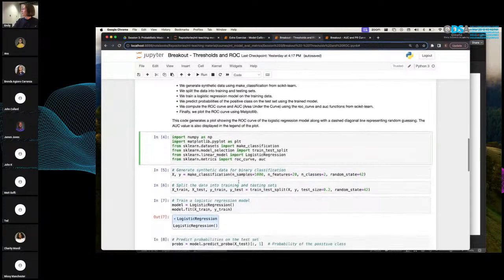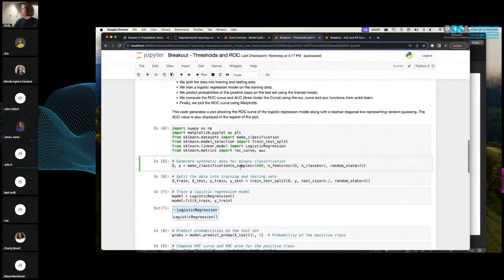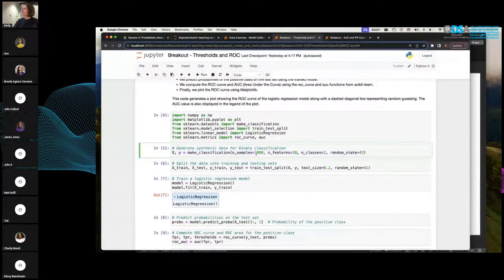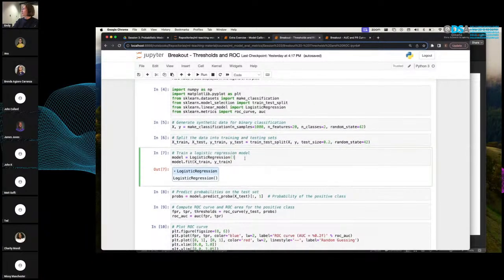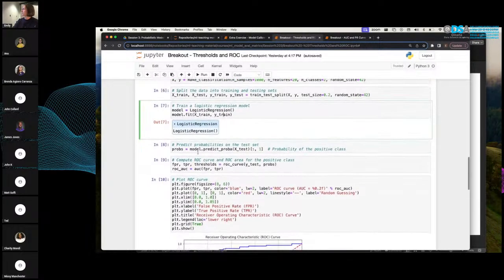So here, we're going to make a classification model. We're going to make some classification data here. This is just a sklearn function that makes fake data. We're going to split it into train and test so we can evaluate it, and we're going to train a logistic regression. So model equals LogisticRegression, that model from sklearn. And we're going to do model.fit, passing our X_train, y_train. Great. We got our logistic regression model.